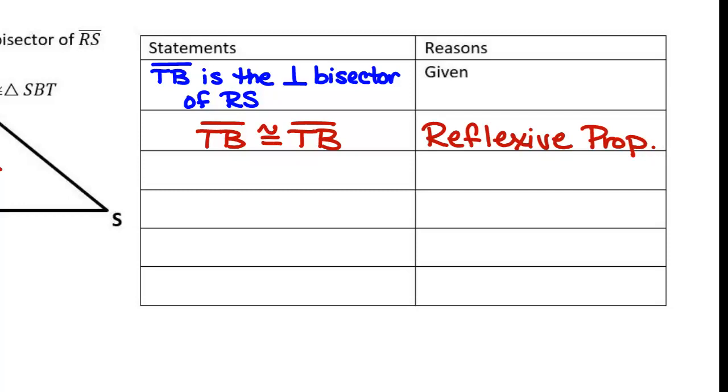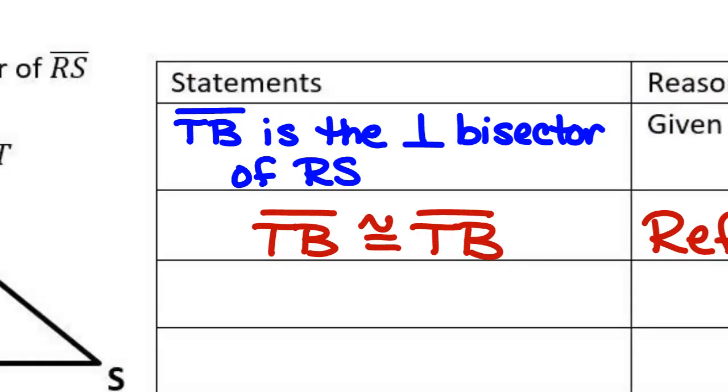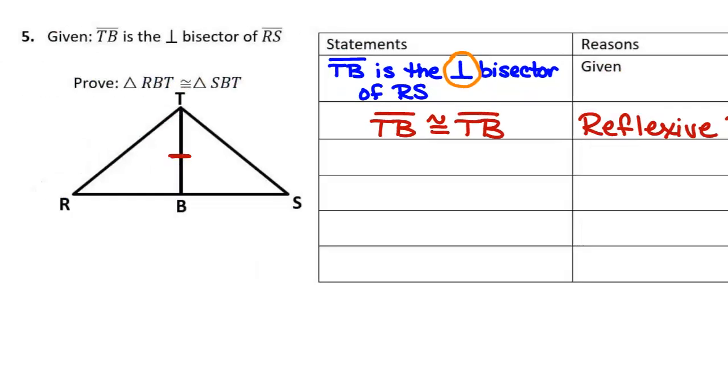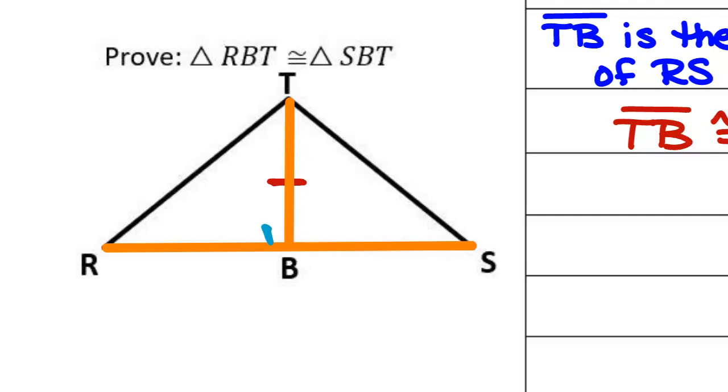Now, Levi, we're going to be able to mark some right angles, but I have to use that given information to do it. Which word is tipping me off to the fact that we're going to have right angles? Perpendicular. They used a symbol for this, but we know that word is perpendicular. So TB right here is the perpendicular bisector of RS. So where are my right angles at? B on either side.